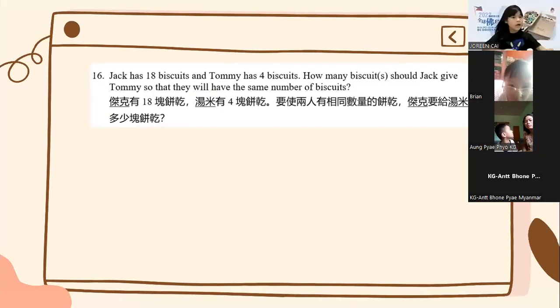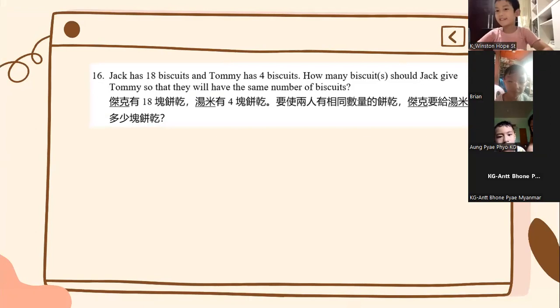Number 16. Okay. Jack has 18 biscuits and Tommy has 4 biscuits. How many biscuits did Jack give Tommy so that they will have the same number of biscuits? What is your answer? 7. Okay. 7.